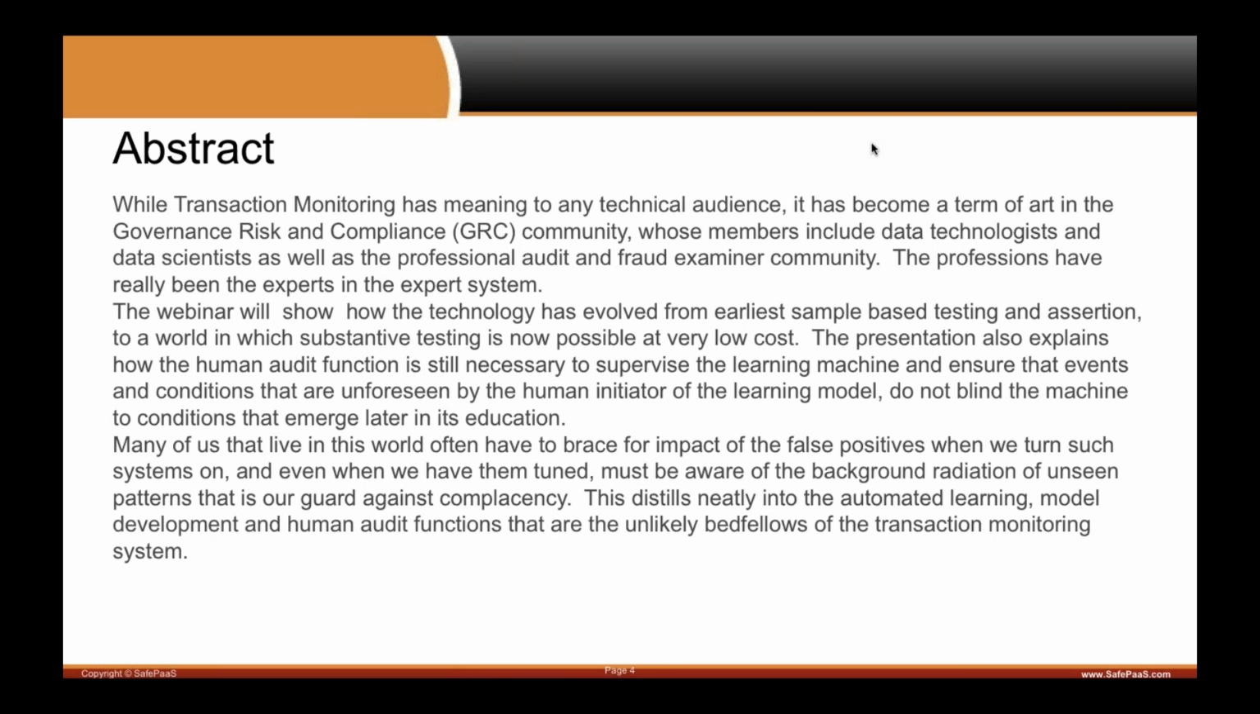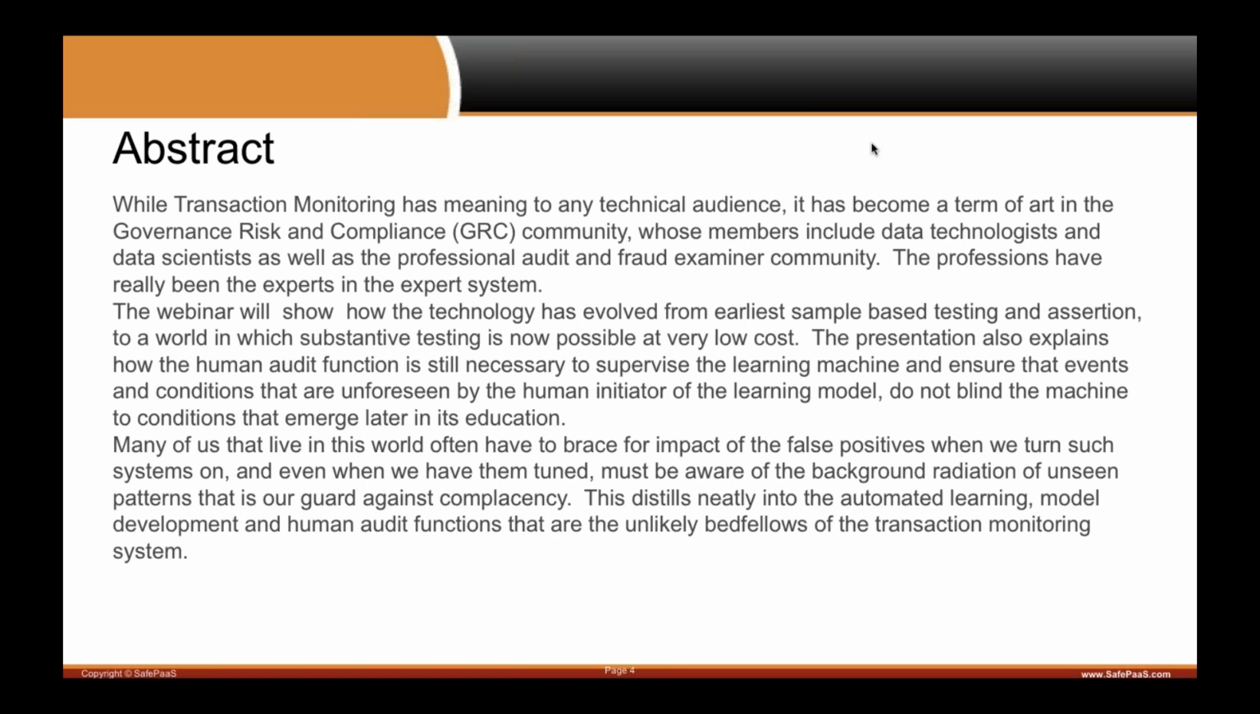So what we're hoping to explain in this webinar is how the technology has evolved from those early sample-based testing and assertion methodologies to where we are now, where substantive testing is really now possible at very low cost. We'll also explain how the human audit function is still necessary to supervise the learning machine. Even though we clearly have automated learning capabilities, it is still a supervised learning model, just to ensure that the events and conditions that are unseen by the human initiator of the learning model don't blind it to conditions that emerge later on in its education.